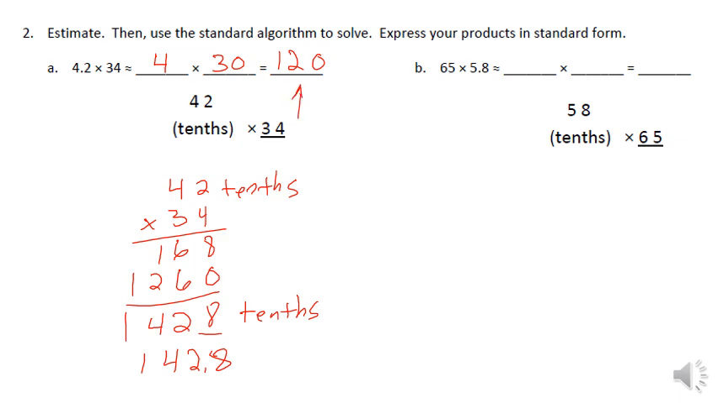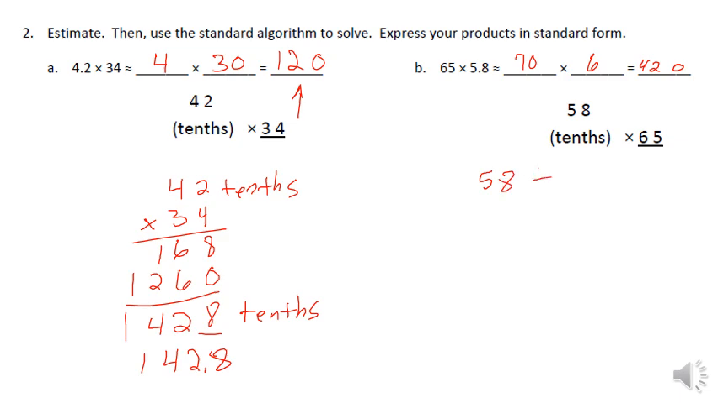Second one, here we have 65, which is 5 and above, so we're going to go to 70. 5.8, we know that's closer to 6 than it is to 5. So we can see this is going to be 7 times 6 is 42. So it should be close to 420.